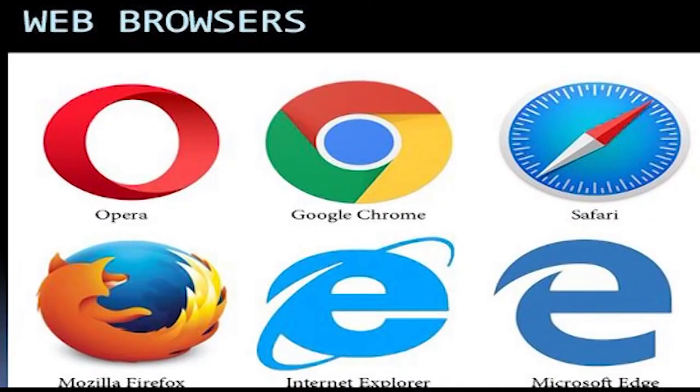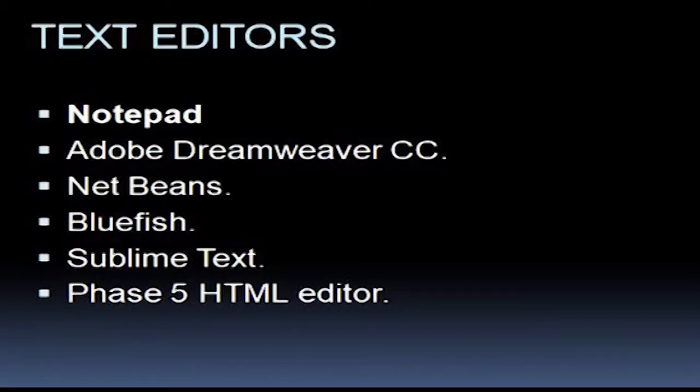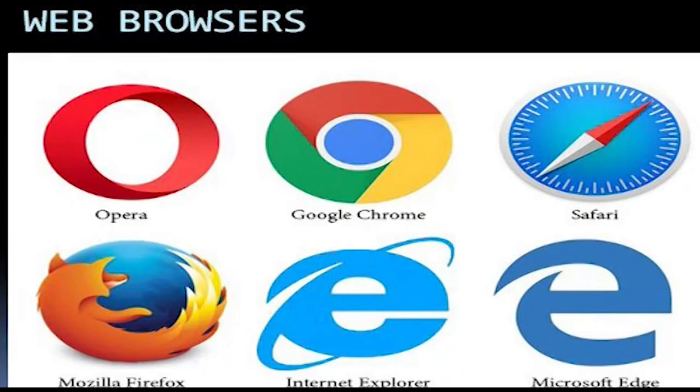And next, web browsers. Web browsers means these are, we already knowing, it's in your phone only. So example, Google Chrome, Opera, Mozilla Firefox, Internet Explorer, Microsoft Edge, Safari. There are so many things. These are all called web browsers. So to start the HTML program, we require two things. One is text editors, second one is web browsers.